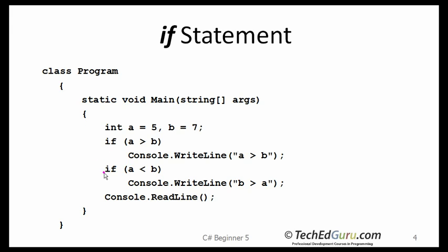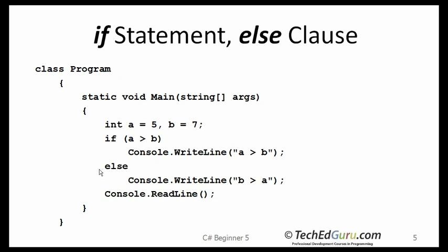Okay, now let's look at this example. These are two distinct if statements. However, since one and only one can be true, we can write it using the else clause. Also, what happens if A and B both were the same? How would these two programs behave?